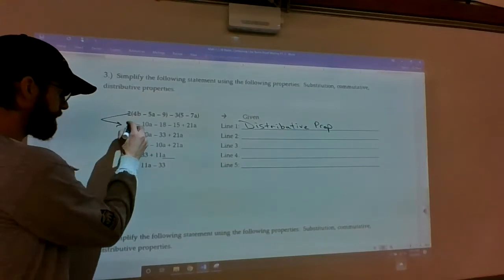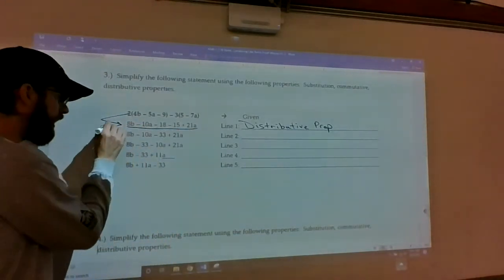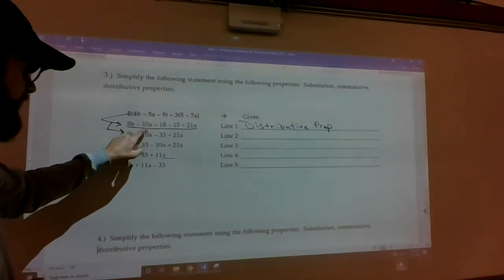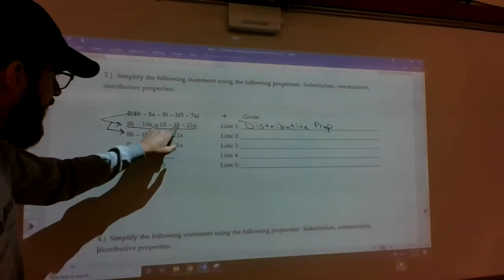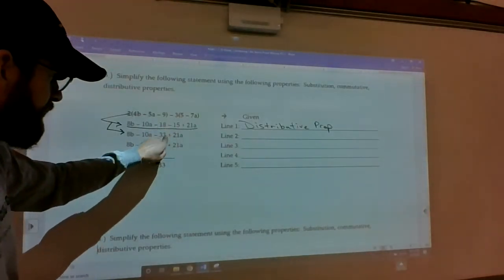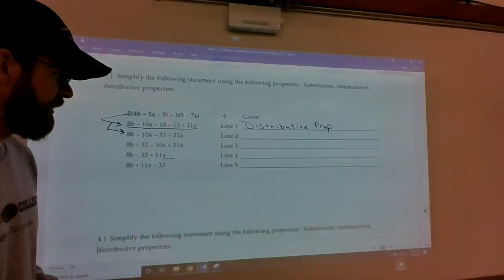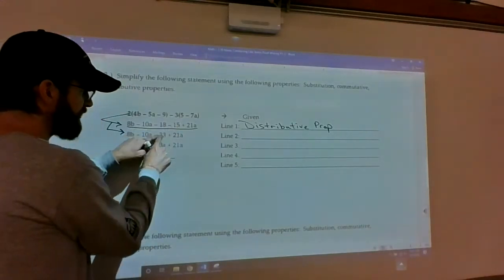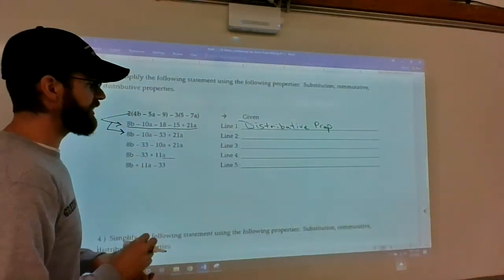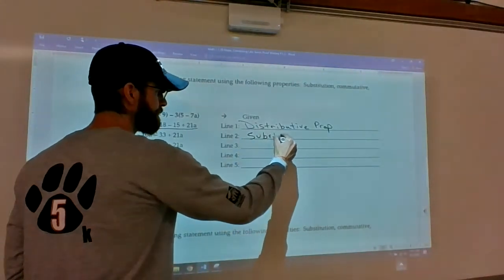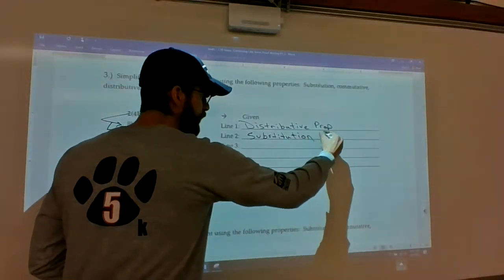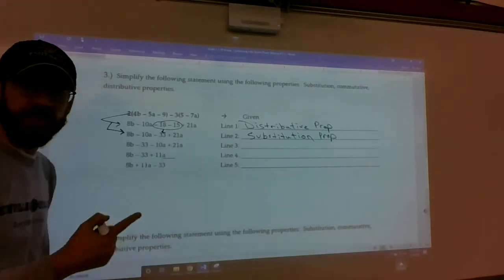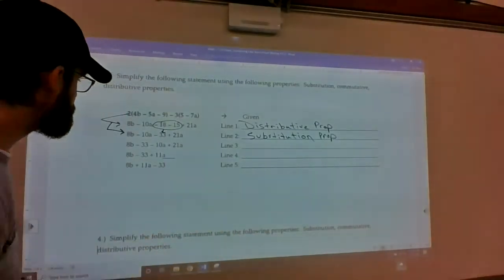So then you're here. What changed to get to there? So 8b is still there, negative 10a is still there. I had negative 18 minus 15, and now it's negative 33. The plus 21a remains unchanged. This was a substitution of negative 18 minus 15, calculated, and you got negative 33. See, the terms were already side by side, so we didn't need to use the commutative property to move things around.